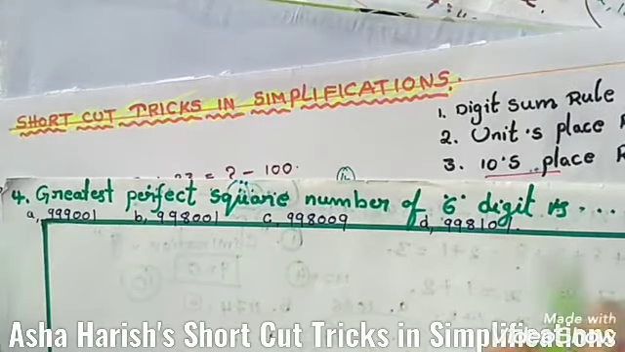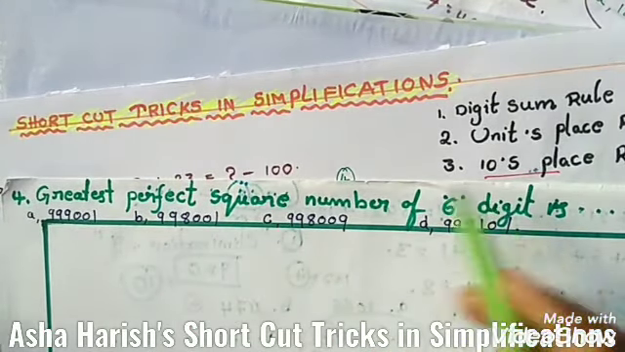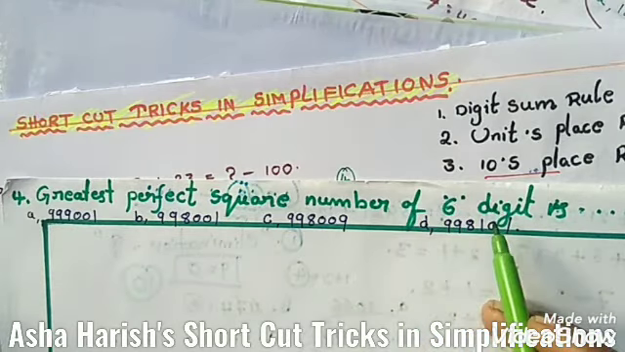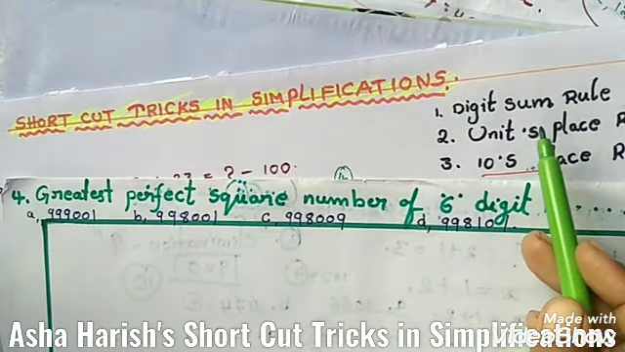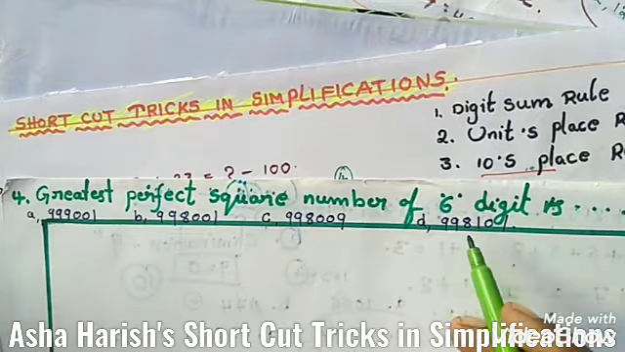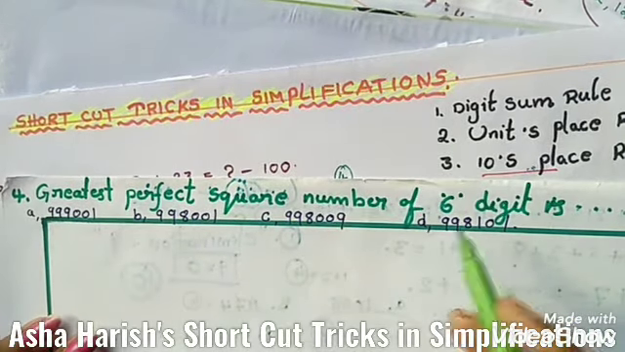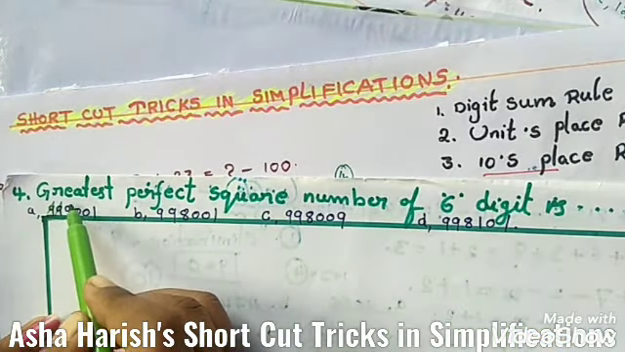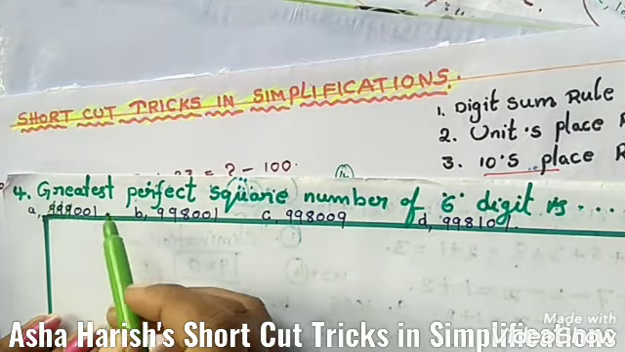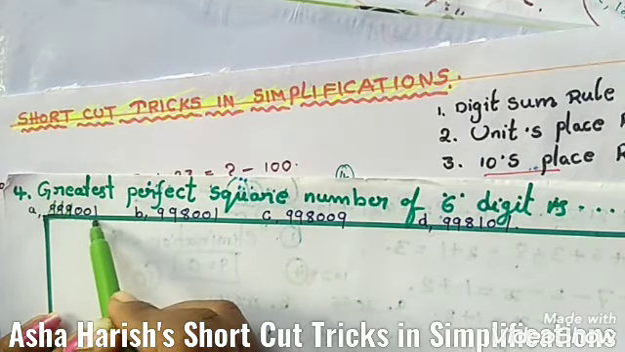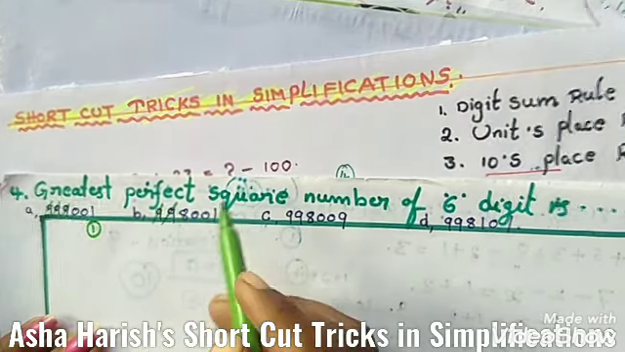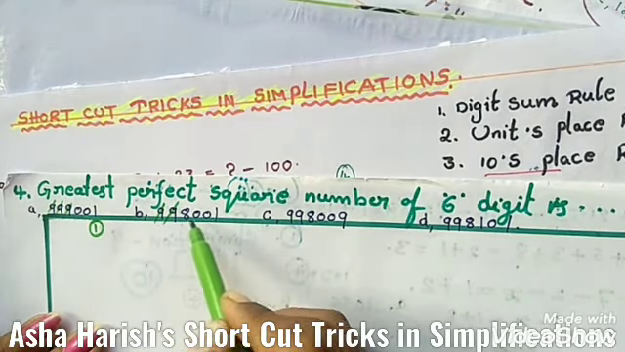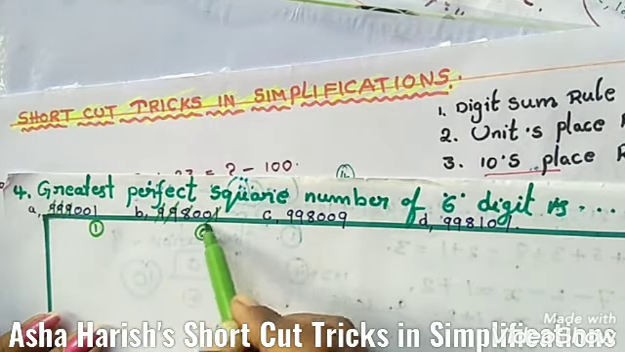Greatest perfect square number of 6 digits is? Here are all the options, in 6 digits only. Then you have to apply the digit sum rule, that is only the first rule. Here, students, 9s are there, so simply without any hesitation you can eliminate those 9s. Here only 1. Here also these 2 9s are eliminated. 8 plus 1, 9, also eliminated, so here you got 0.